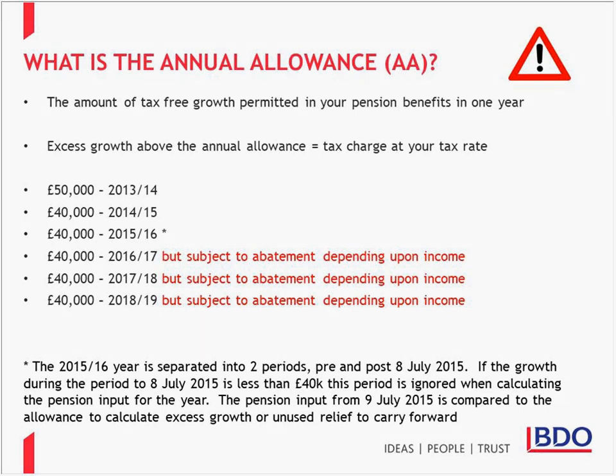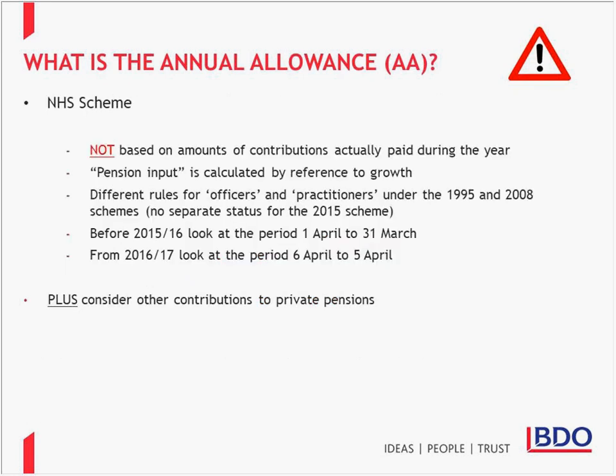And so all you should look at when you're looking at those figures is the amount of growth in the second period, and compare that to the 40,000 allowance that you have. So well, the annual allowance, and you can put £40,000 into a pension scheme.